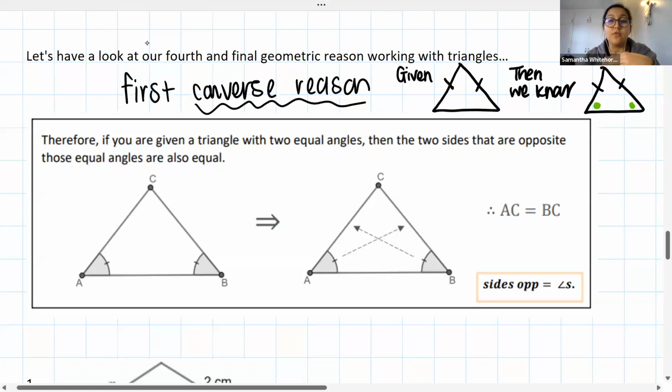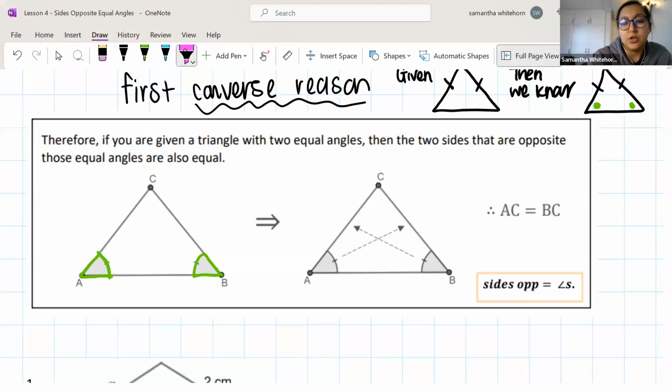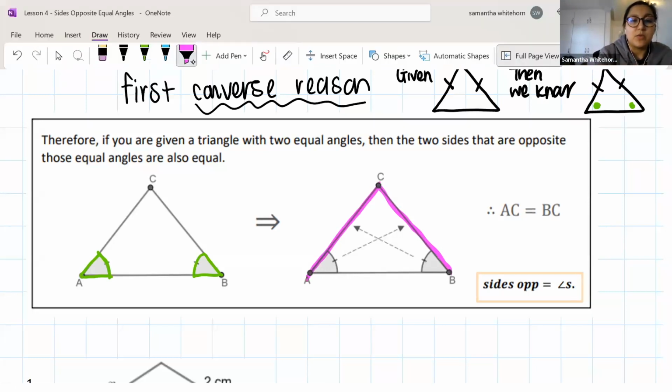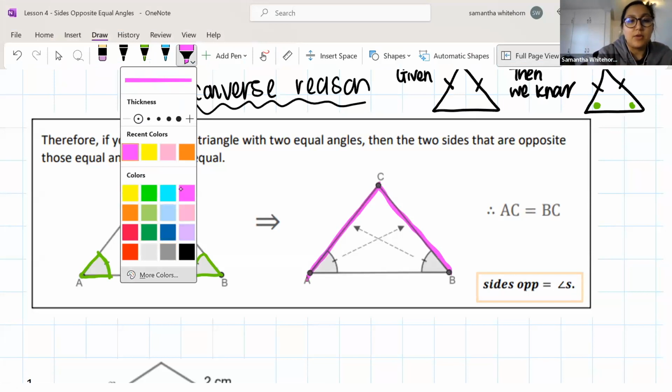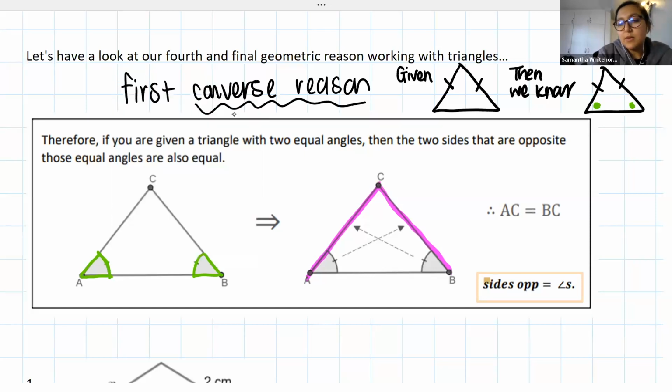We're now going to do the converse. We're now going to go backwards. We're now going to say you are given the equal angles. And when you're given the equal angles, you now know that the sides opposite them are equal. So it's almost like going backwards from the angles op equal sides reason. Now, because it isn't the same reason, we can't use angles op equal sides. And so our reason that we use here is now sides op equal angles. We're making the statement that the sides are equal, so sides op equal angles.